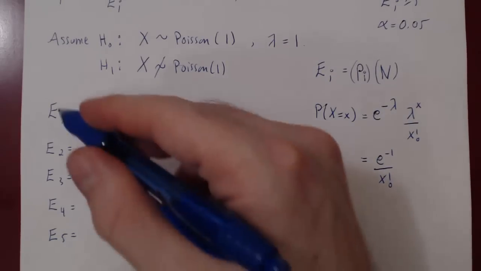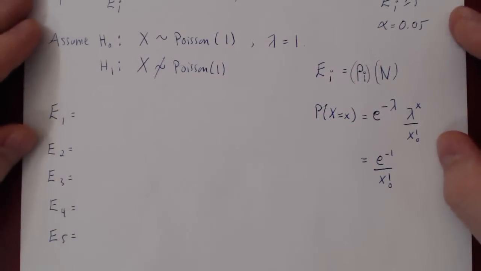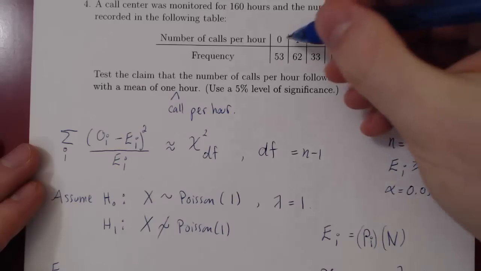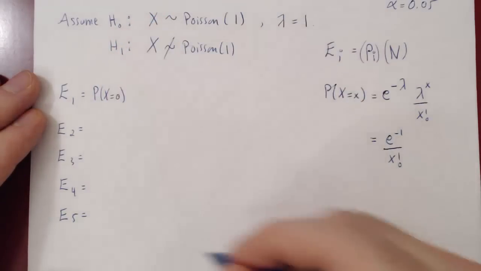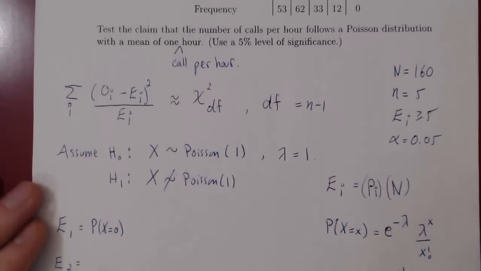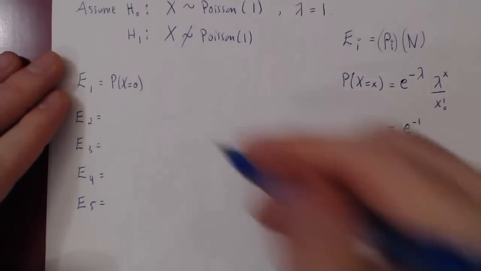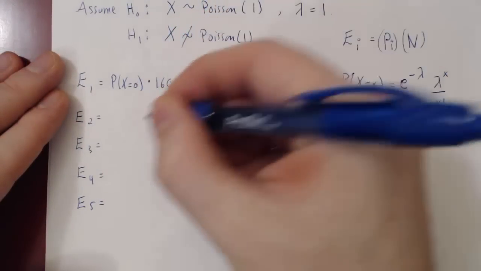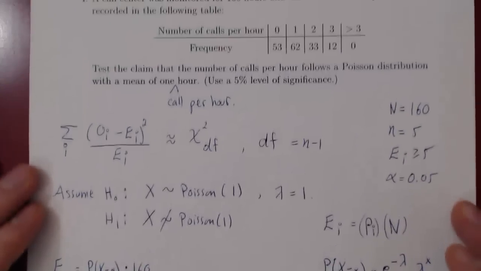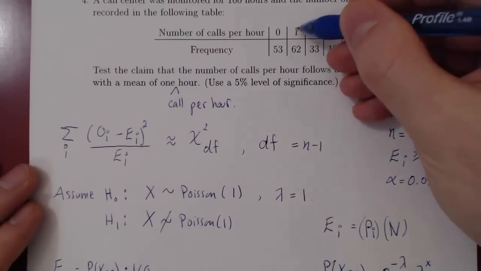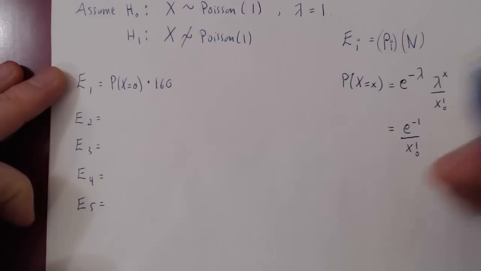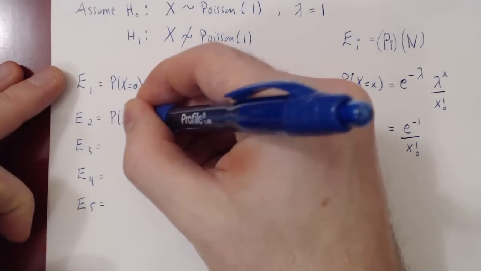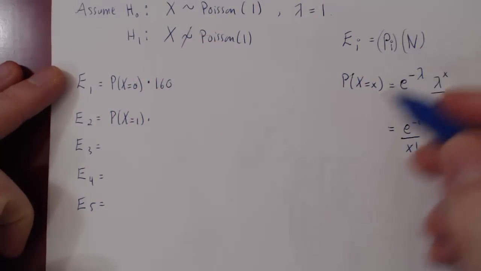So now let's go. E1, well, what is bin 1? It is the category that x equals 0. So we need the probability that x equals 0 times the sample size, and we had a total of 160 observations, so times 160. What is E2? Well, the bin for E2 is this one, and this is x equals 1, the number of calls per hour equals 1. So that's the probability that the number of calls per hour equals 1, times, as always, the total sample size, 160.